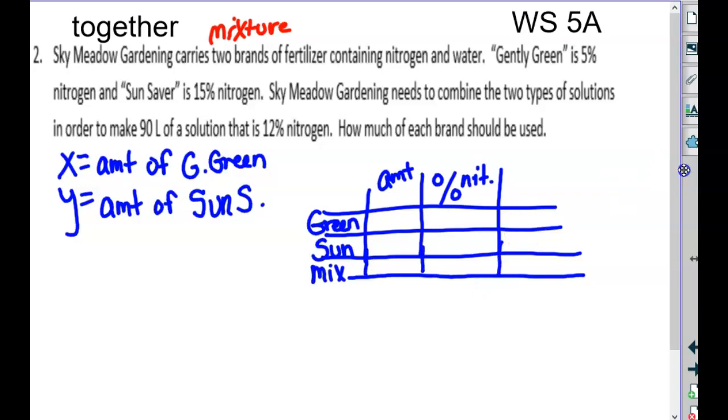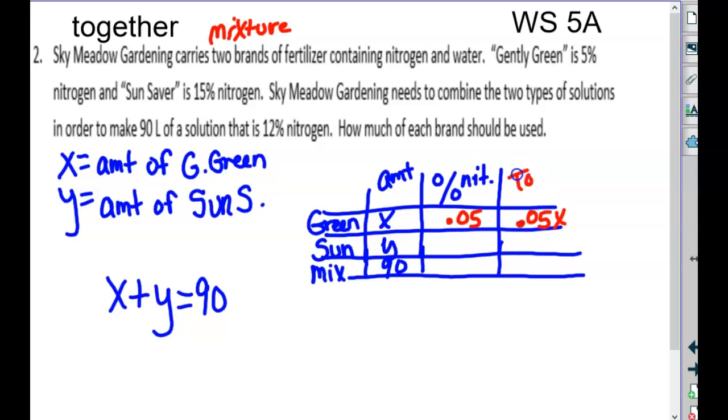I don't know if this is the best way to do this, but the amounts we have is x and y, and what do they have to total? 90. So what's one equation we could write right there? Yes, the amount of liters plus the amount of liters has to total 90 liters. All right, and then the percent, what's the green one? 5%, so 0.05x over here.